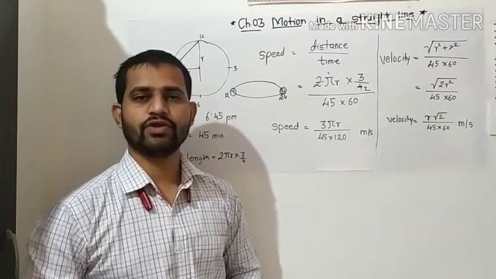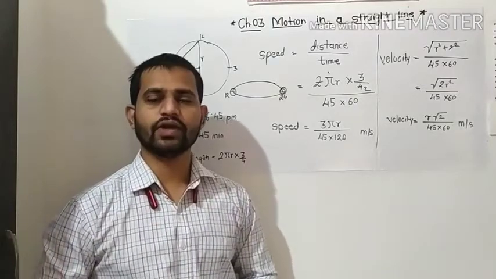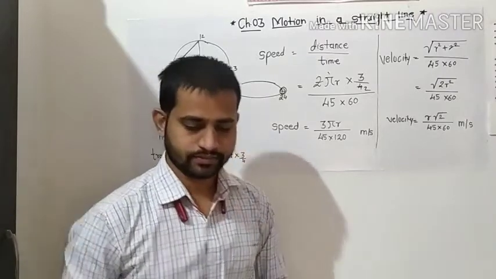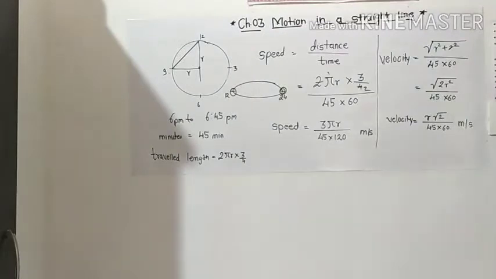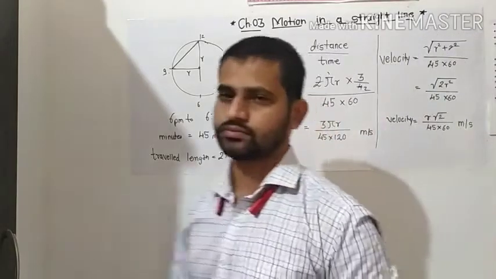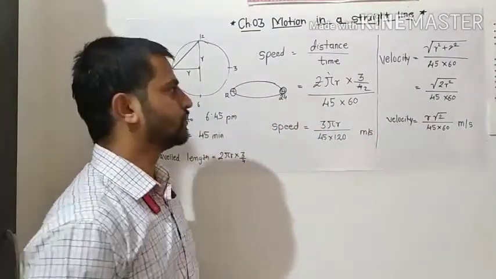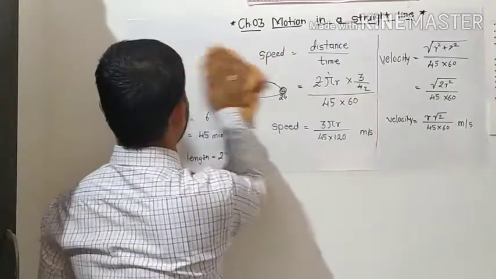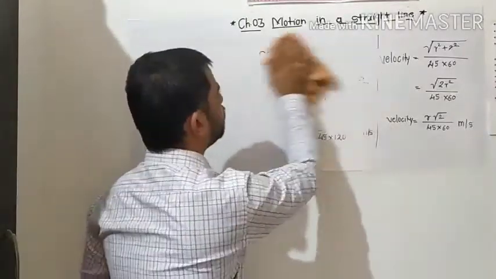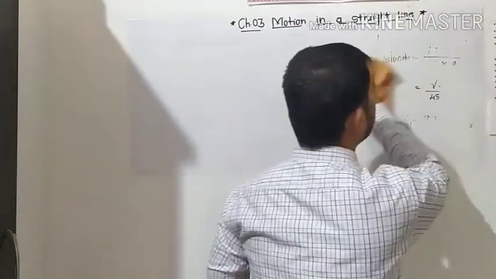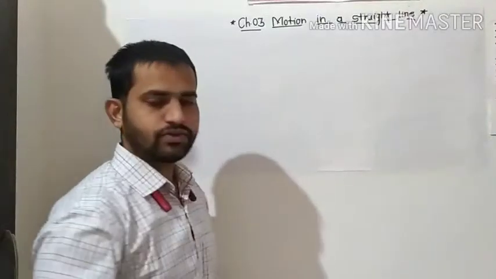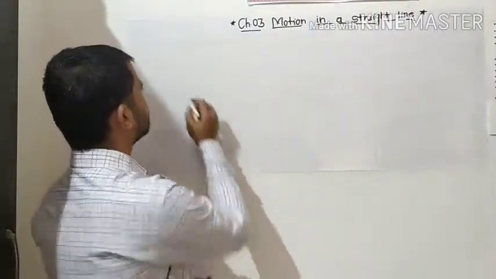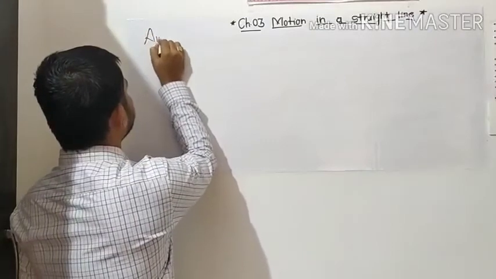So the next point we will see is about the average speed. How to calculate the average speed? We have to see the average speed and the numericals on the average speed. Simple numericals are there, just two conditions in the average speed.